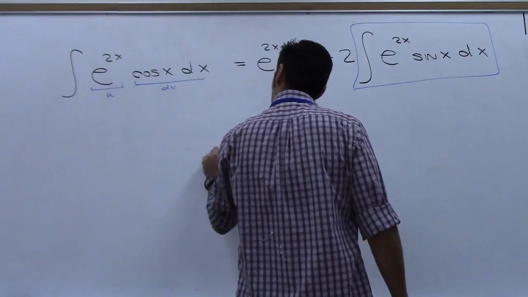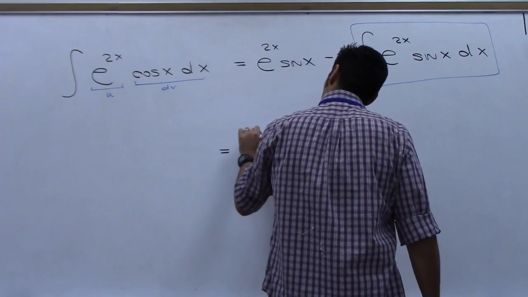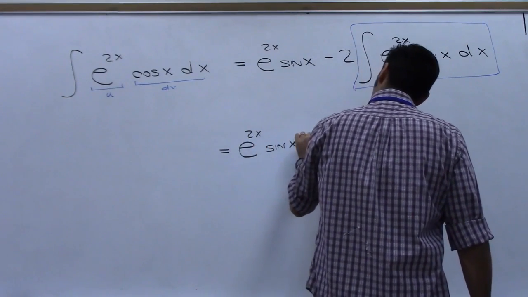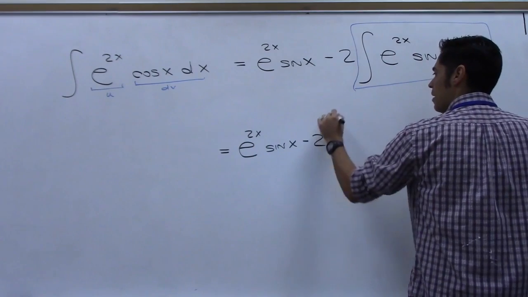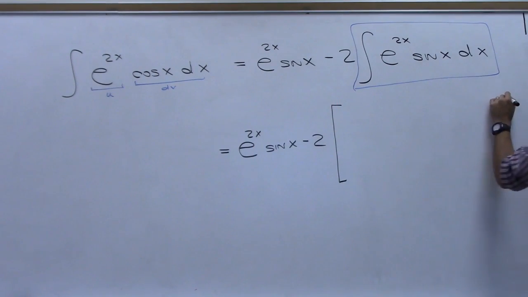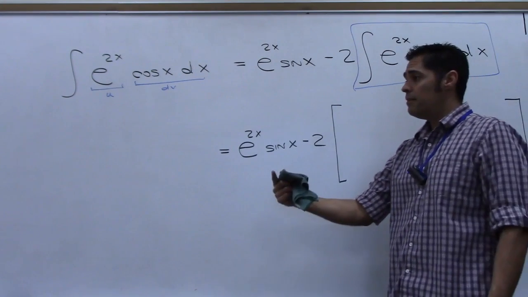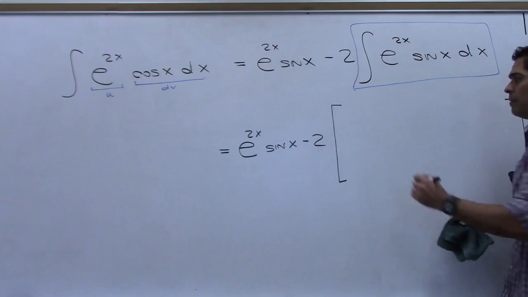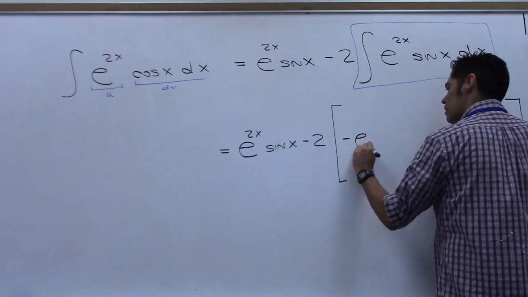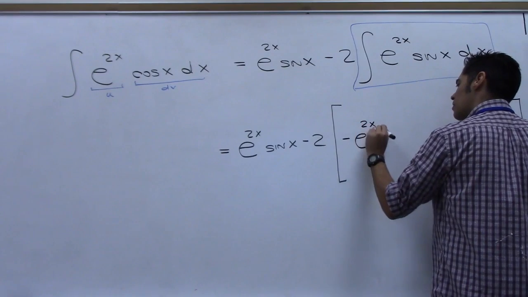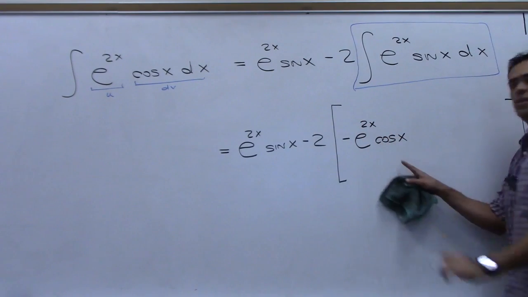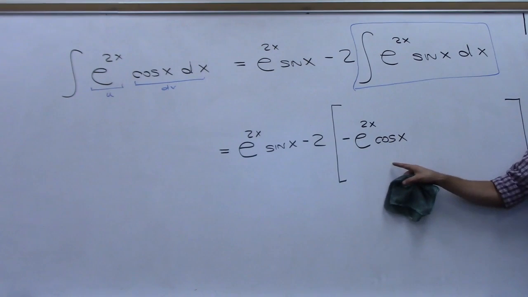Equals e to the 2x sine x minus 2, and then times whatever I get. So I'm going to put it all in big brackets. Here we go. All right. Ultraviolet minus voodoo. So what would the ultraviolet be? So it was e to the 2x times negative cosine. So I'm going to write it this way. Negative e to the 2x cosine x. Everyone see that? That's ultraviolet from your table.